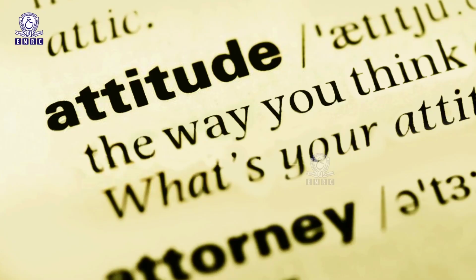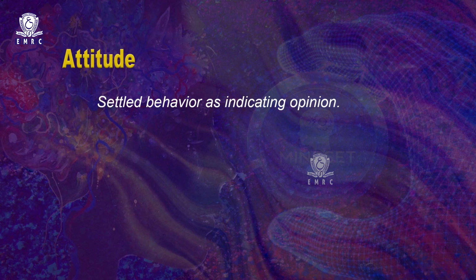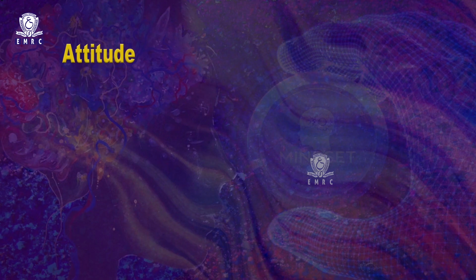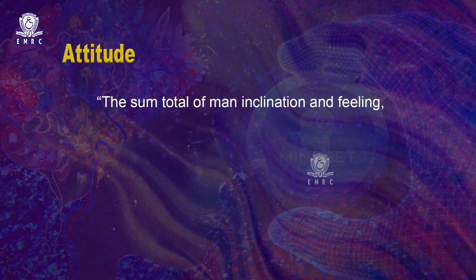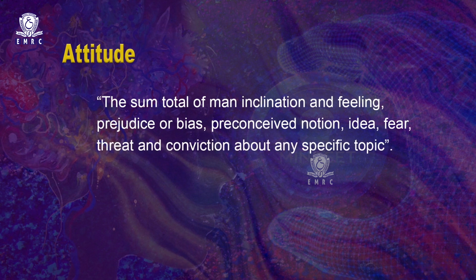The dictionary meaning of attitudes per se is settled behavior as indicating opinion. It's settled or firm. Thurstone, way back in 1928, defined attitude as the sum total of man's inclination and feelings, prejudice or bias, preconceived notions, ideas, fears, threats and convictions about any specific topic. Attitudes, please remember, are subjective. They are very much your own. Attitudes are defined from different points of view.